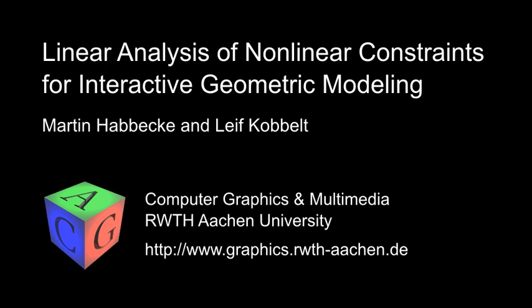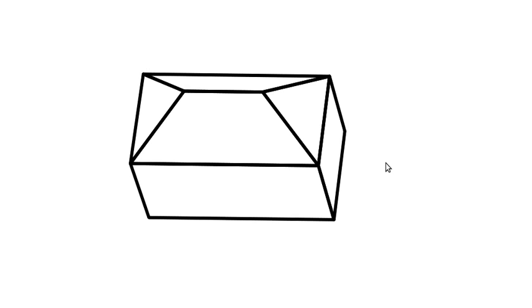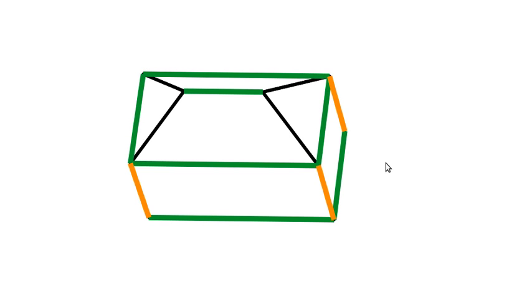In this video, we are demonstrating our constraint analysis and solution techniques at the example of an interactive constraint modeling system. Here is the problem. We are given a 3D model with constraints. In this simple case, green edges are constrained to be horizontal, orange edges to be vertical. Furthermore, the footprint of the building is supposed to be a rectangle.